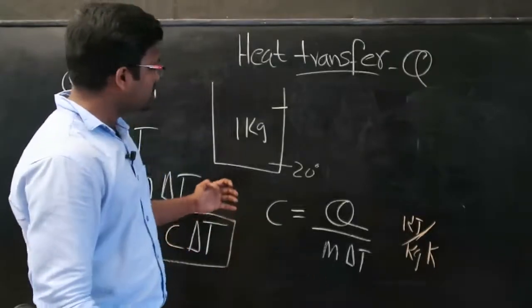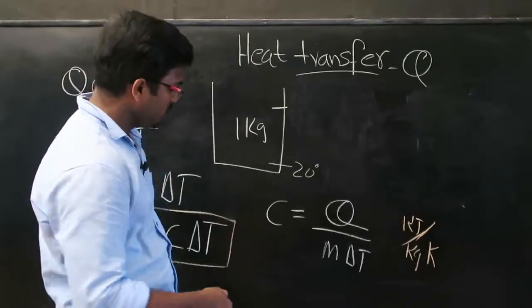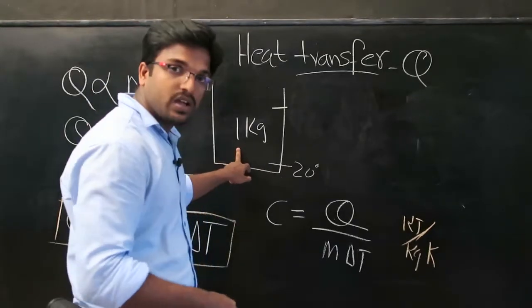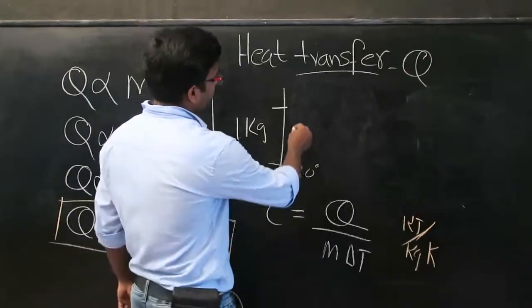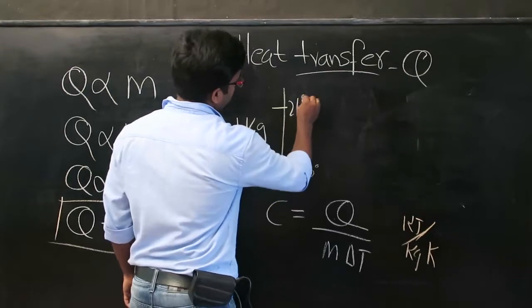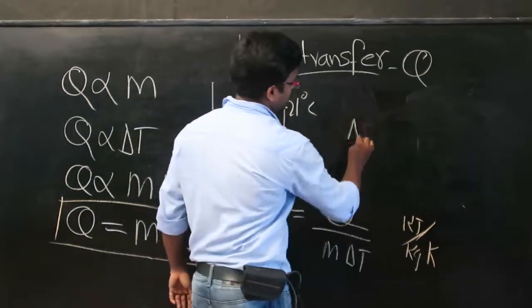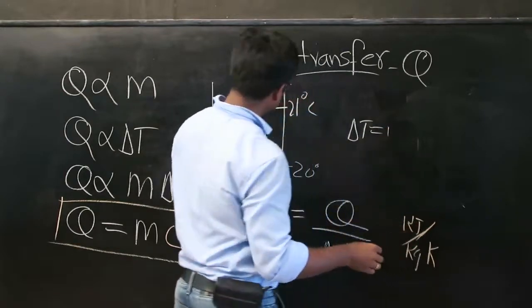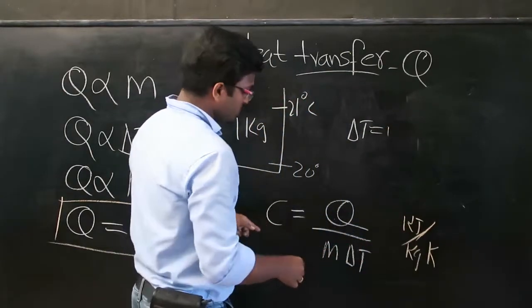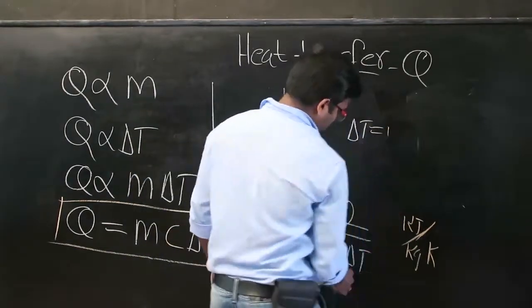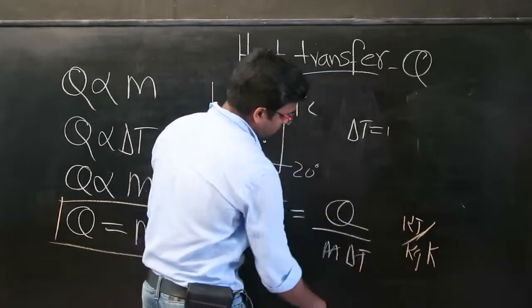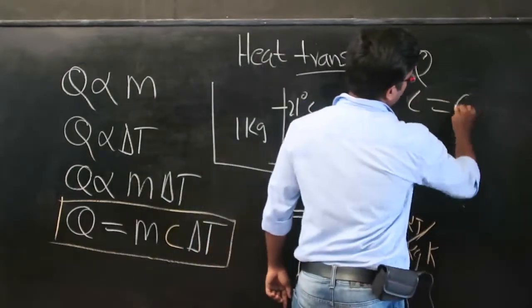Okay, let's understand the term specific heat in detail. Consider that I have 1 kilogram of substance and I am raising the temperature to 21 degrees Celsius. The initial temperature was 20 degrees Celsius. So the delta T term is nothing but 1. What is m here? 1, right? So C will be equal to, this is 1, this is 1, C is equal to Q.